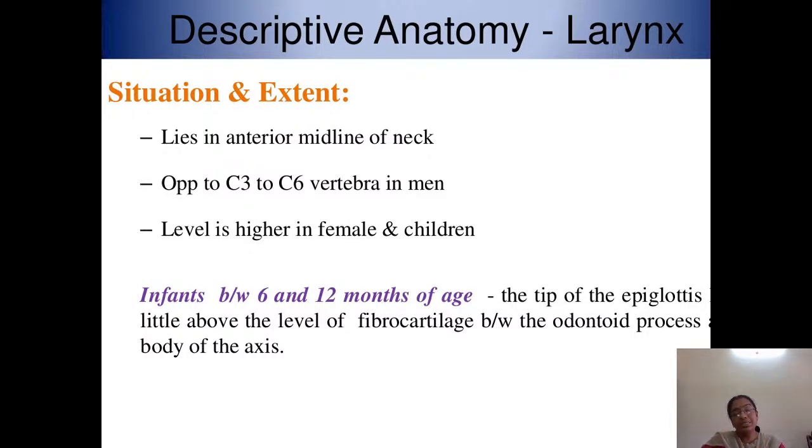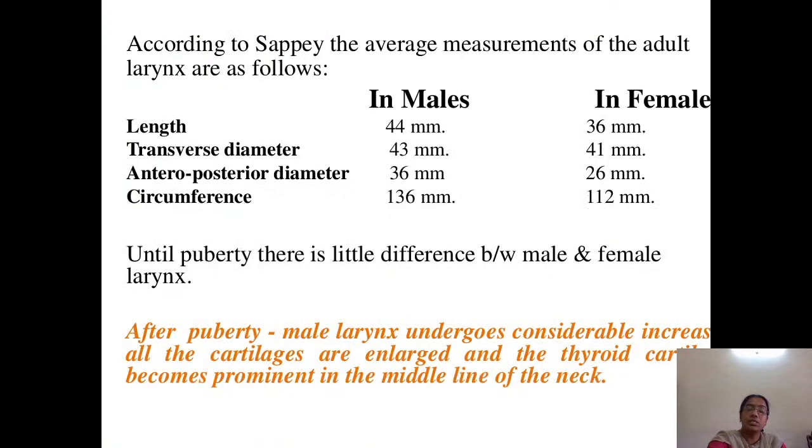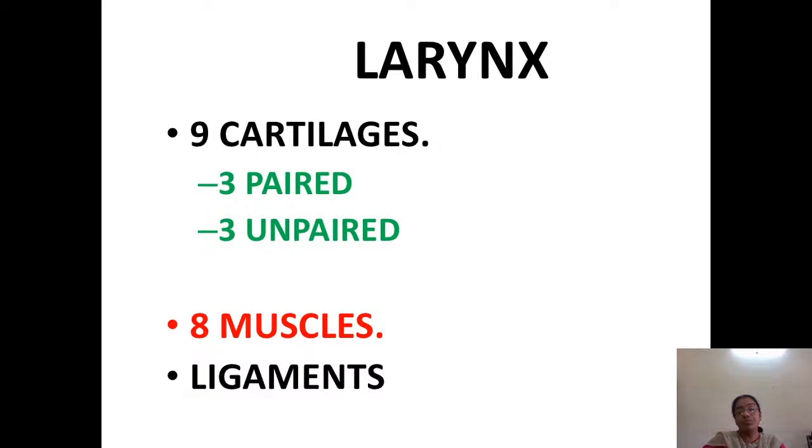The larynx is situated in the midline, in the neck. The position varies in the genders, whether male, female or children. In adult males, it is at the level of C4 to C6 or C3 to C6. In females, it can be a little bit higher. And one more point, it is in the midline, in the top of your neck.